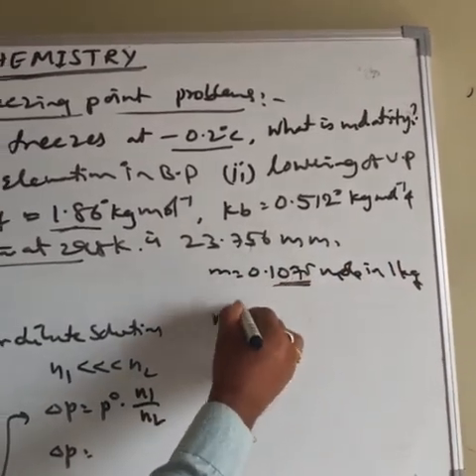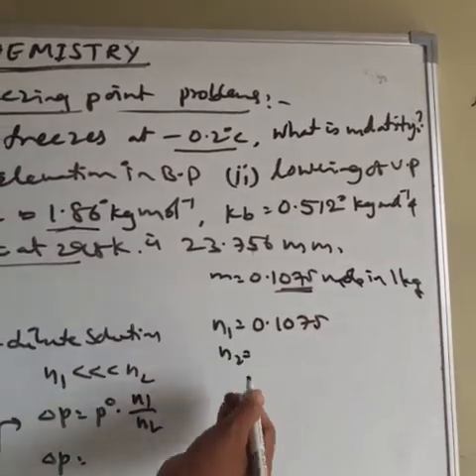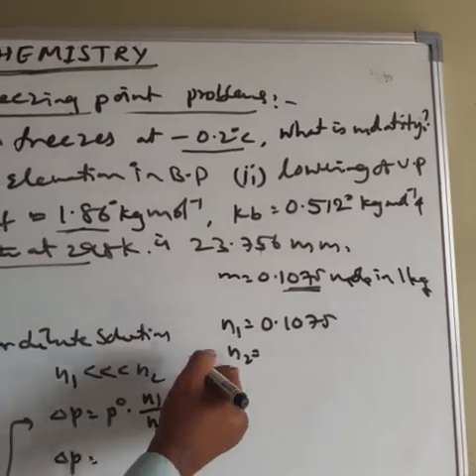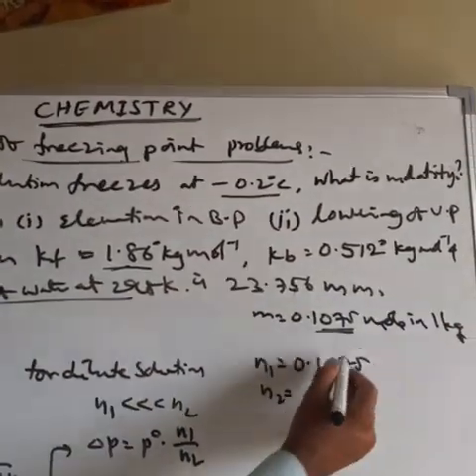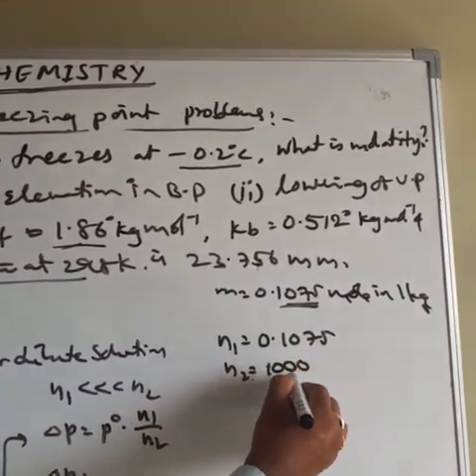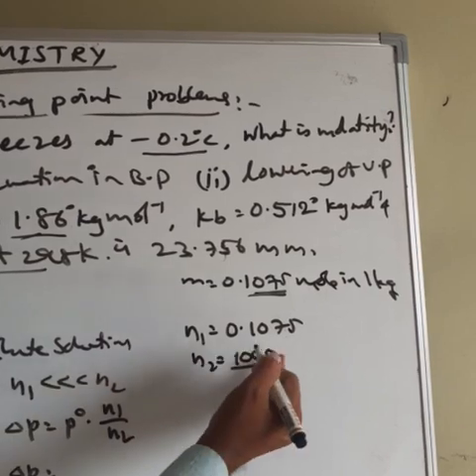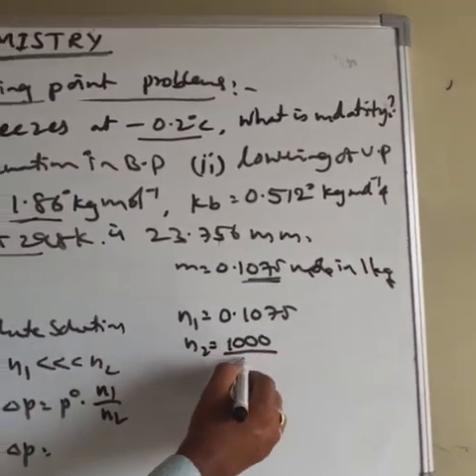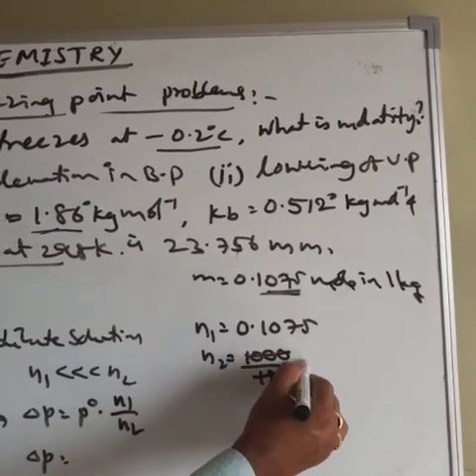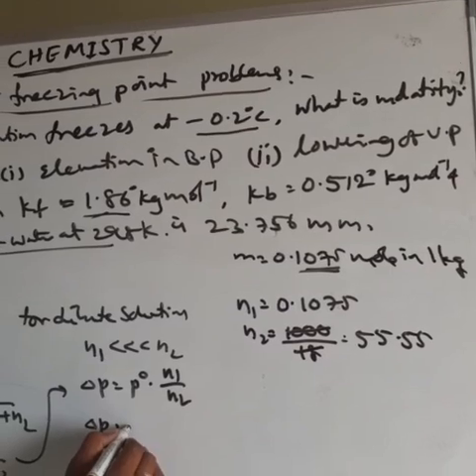So how many moles of solute? 0.1075. Then what about the solvent moles? How many grams of solvent? Solvent is 1 kilogram, which is 1000 grams, divided by molecular weight for the number of moles. The weight of water is 1000 grams because of 1 kilogram. The molecular weight of water is 18. Then we get 55.55.